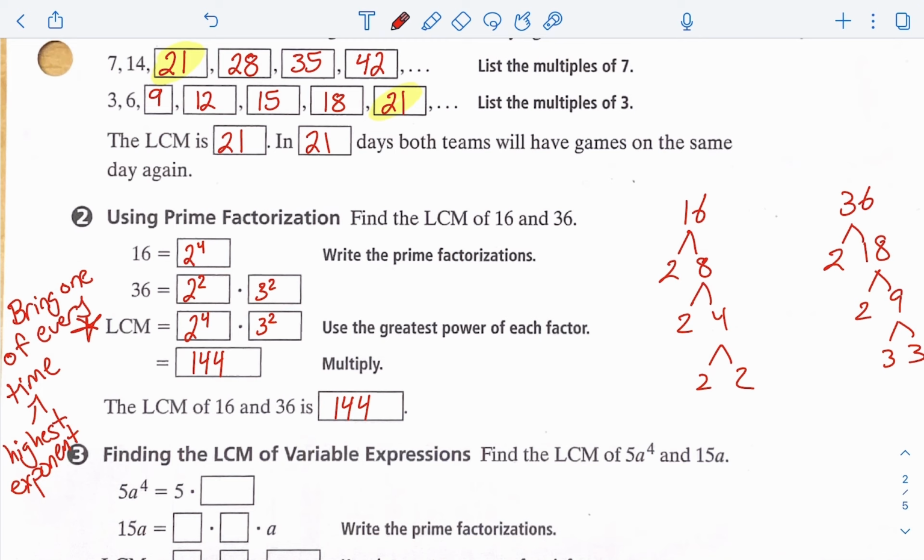So if you had been making lists, you would have had to go up a long ways from 16 to get to 144, right? So that's why it can be more efficient to use prime factors to help you solve that.